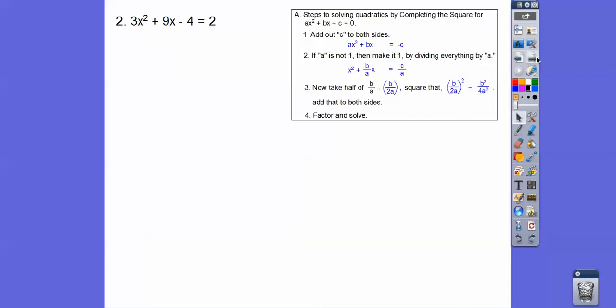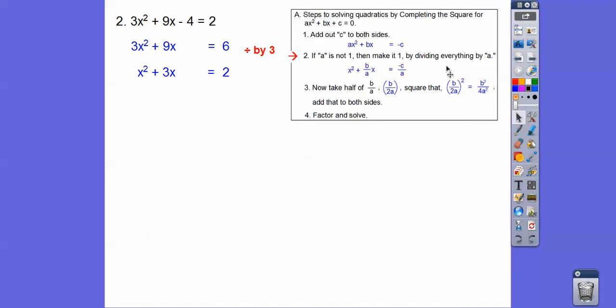So let's go ahead and add out that 4. I'm just putting arrows here. We're going to add out c. So we did plus 4 plus 4. Now this step says if a is not 1, then make it 1. So this is 3x squared, and we want it to be a 1x squared. So we divided everything by 3, divided by 3, divided by 3, divided by 3, and we get this guy right here.